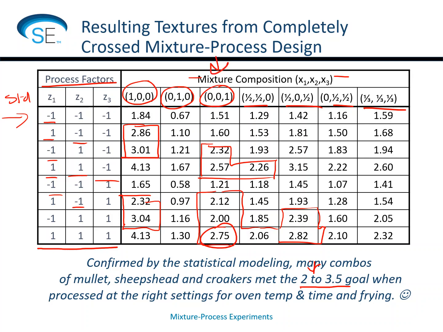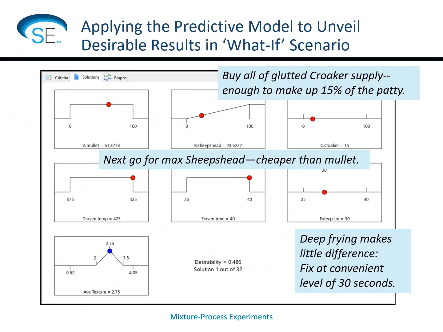Now, whether this is the ideal combination depends a lot on economics, right? How much did these fish cost? How are they available? And things like that. So what's cool about this modeling is we can use this predictive model, the model that's been fitted and we've got good statistics for and hopefully confirmed. And now we can use this as a what if under the covers of the software to try to unveil desirable results given the circumstances. So for example, what if croaker was readily available? There was a glut on the market.